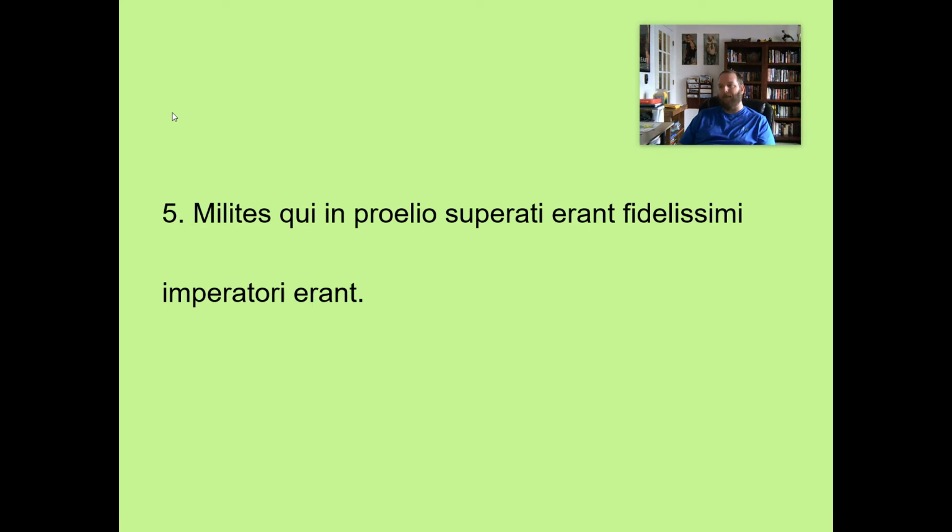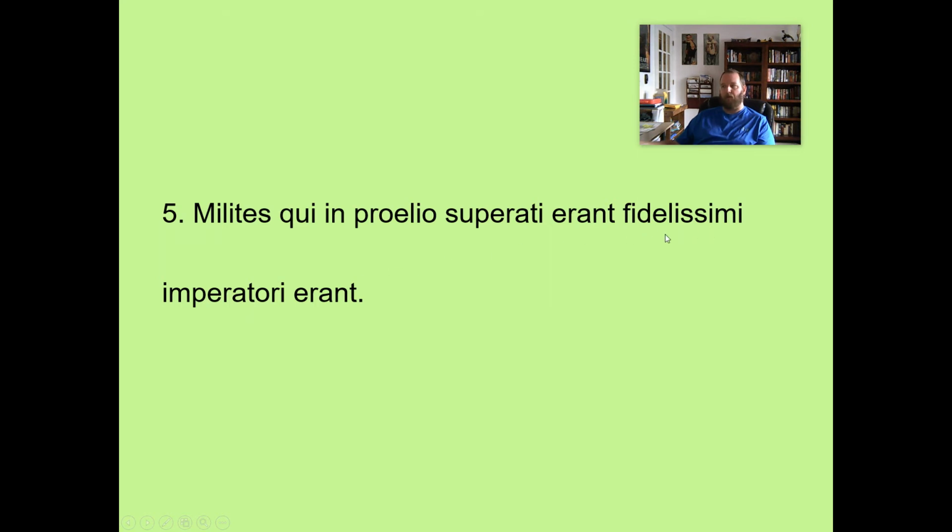Number 5 is milites qui in proelio superati erant, fidelissimi imperatori erant. Okay, so this one also had a relative clause in it. I can see it here with qui. The antecedent is clearly the soldiers, because it's the only thing there that's plural before it. So the soldiers who had been conquered in battle were very faithful to the general.